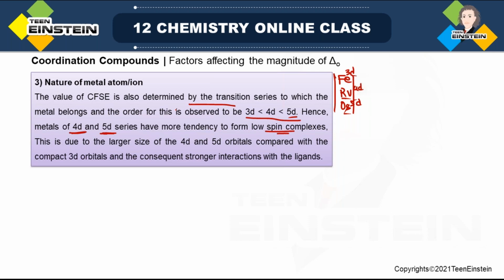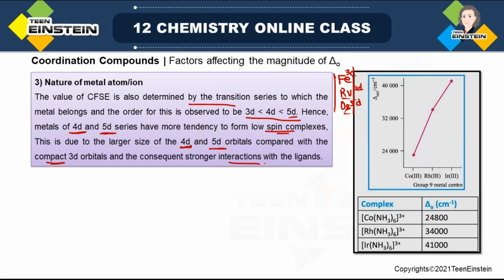Now the reason is, as you are moving from 3d to 4d to 5d, the size of the d orbital is increasing. Compared with 3d, because 3d is more compact compared to 4d and 5d, more tight. And as a result, as their size is very large, interaction with the ligand orbitals is also very high. As a result, delta o value will also increase.